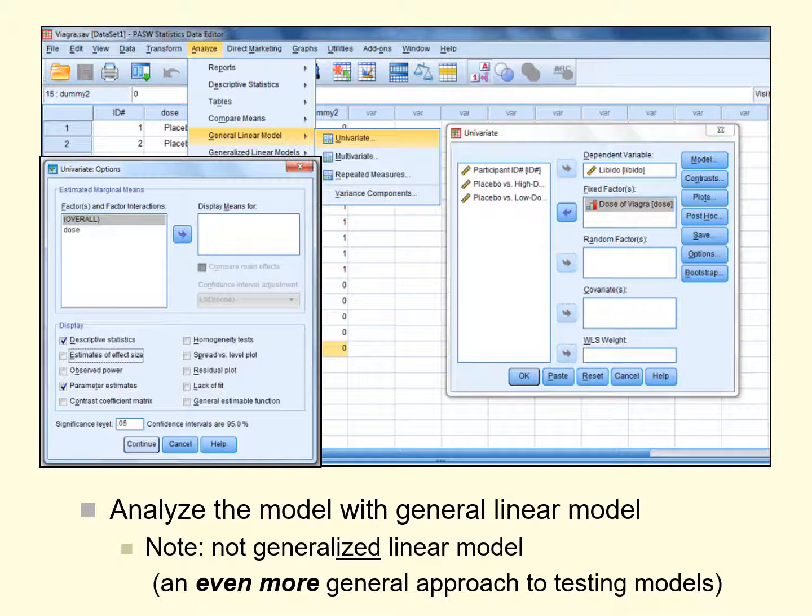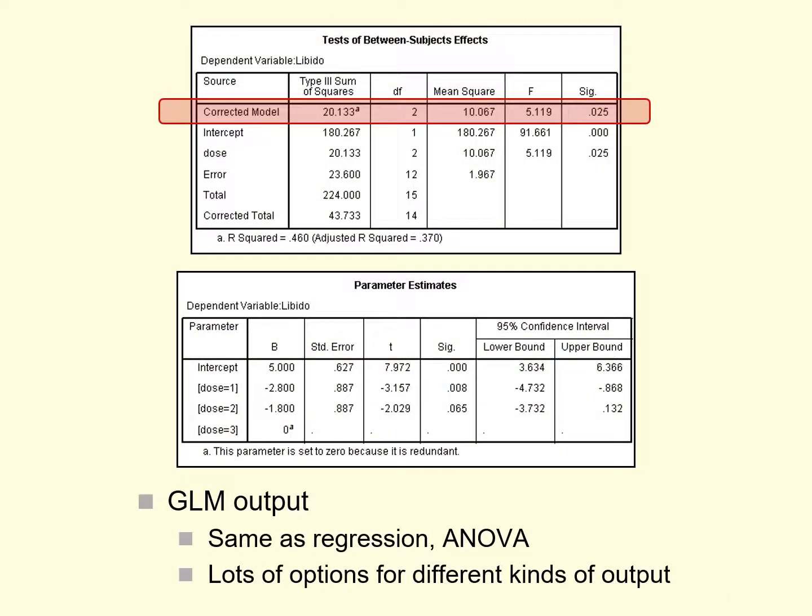You can click on a lot of different options here. The only one I'm going to do is if I click on the options box and select parameter estimates here, you can see that I've checked that. I'm going to hit continue and hit OK and move on to my output. Now the output for general linear model can be quite a bit more complicated than some of the output that we've previously seen, but here I'm just highlighting some important pieces. First, we have a table called tests of between-subjects effects, and if you see here there's a line called corrected model, which contains the same sum of squares and mean squares and F statistic and p-value that we saw on the ANOVA tables in our previous analyses.